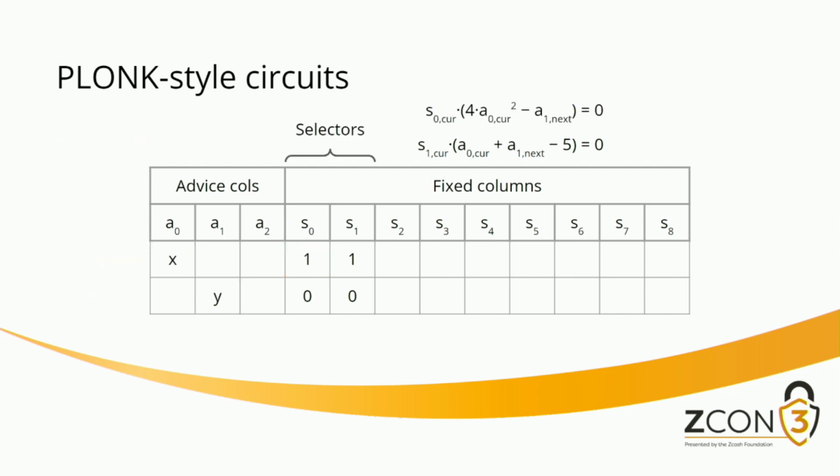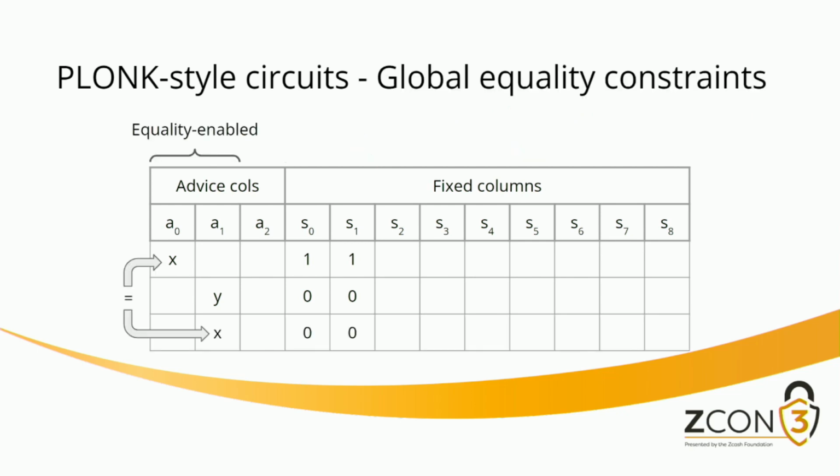You can also have global constraints amongst your cells. So you can say that at any 2 points in this table, I require those to be equal. And you do this by enabling those particular columns to be used in this equality argument.